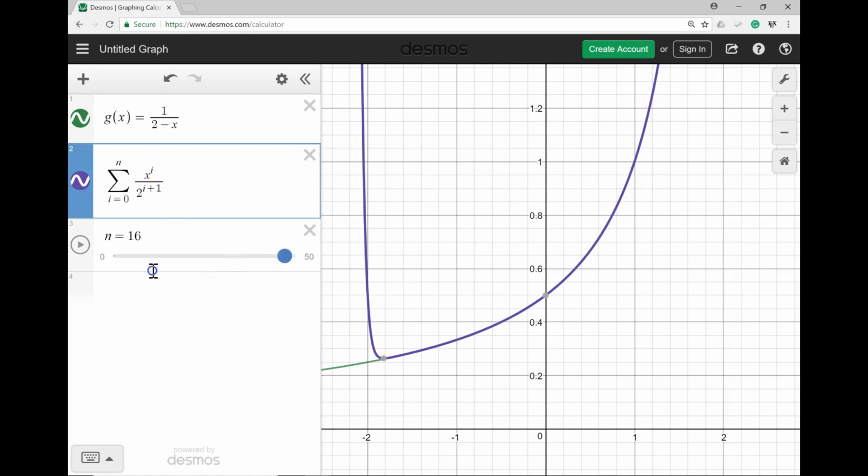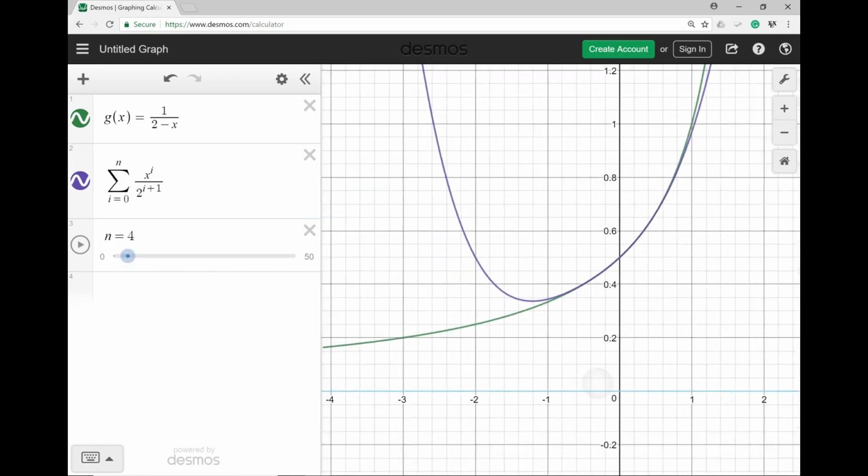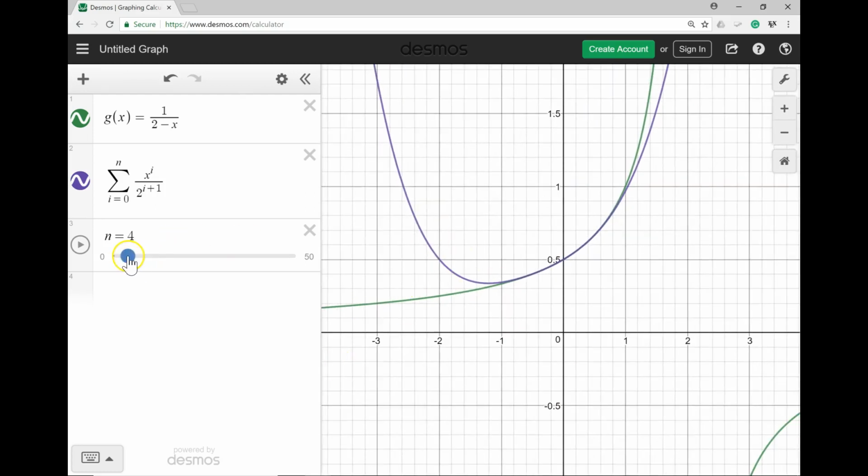Okay, there we go. I'm going to bring it down a little bit and zoom out here a little. Okay, so now we'll increase the n. It looks like a good fit. And notice that it does extend beyond negative 1 and 1, and it appears to be going from negative 2 to 2.